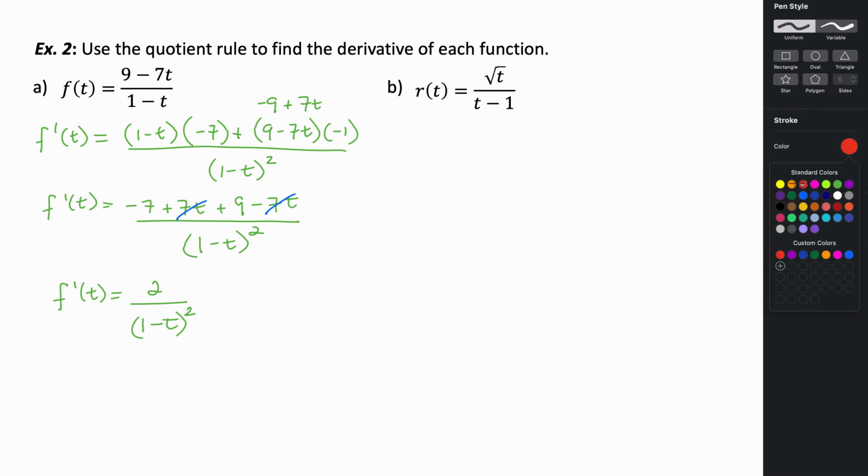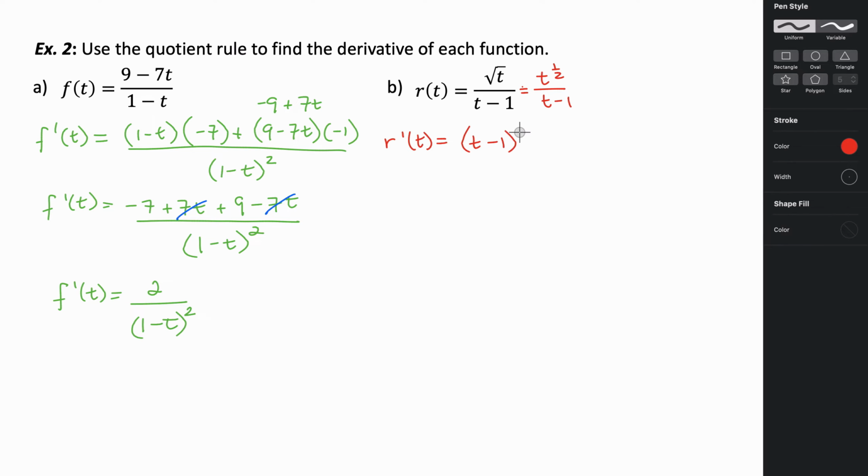Our second function, again, I would probably rewrite the square root of t as t to the 1/2. And then we can just call this t to the 1/2 all divided by t minus 1. So if we're going to take the derivative of r here, we have r prime of t equals the denominator function, t minus 1, times the derivative of the numerator, 1/2 t to the negative 1/2, minus the numerator function, t to the 1/2, times the derivative of the denominator, which is 1, all divided by our denominator squared. So t minus 1 quantity squared.